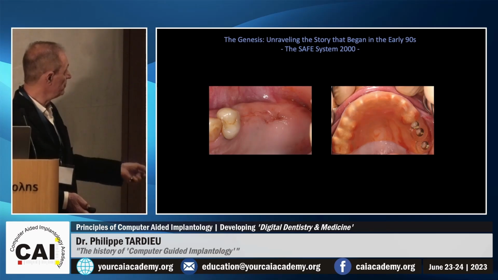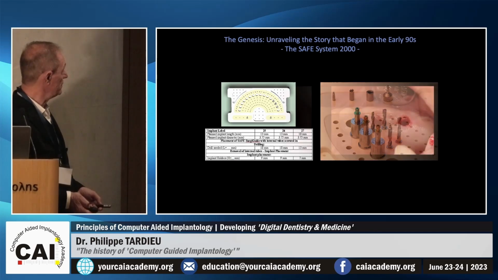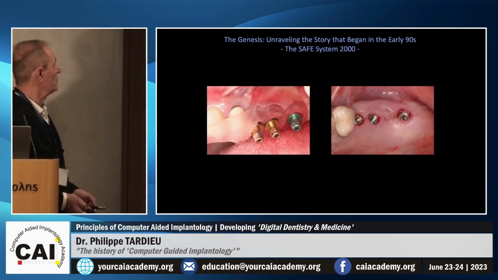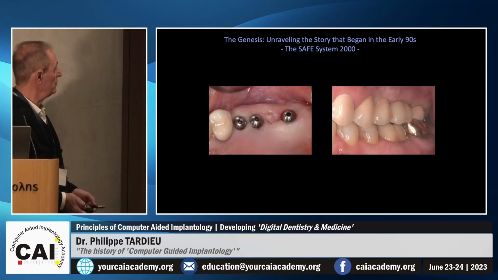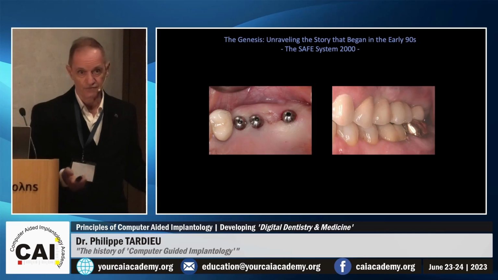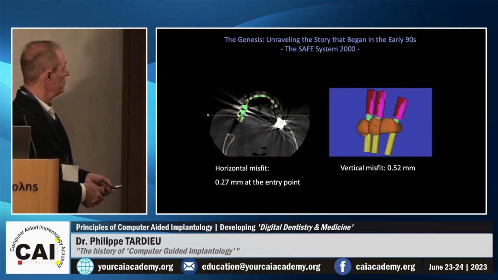You see the bone, you see the mucosa, you see the guide. And this is what we have to place. This is a SAFE system kit. And this is the case and the position of the implant and the final result. No sinus lift because we were guided. That's very simple, and this is what we wanted to do. This is the accuracy.